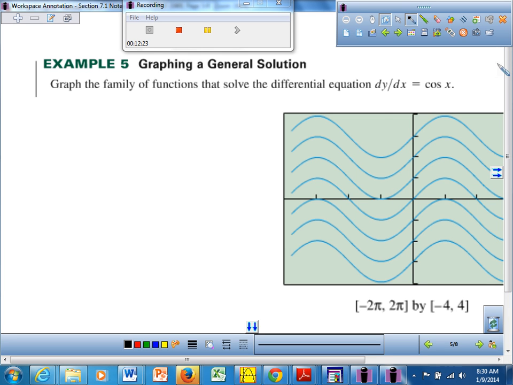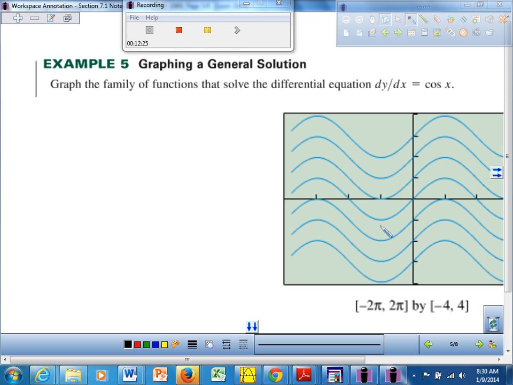All right, so when we solve, here's example 5: graph the family of functions that solve the differential equation dy dx equals cosine x. Well, the solution is graphed right here. It can be any of these, can it? Because if I take the derivative of sine x plus 1, don't I get cosine x? If I take the derivative of sine x plus 2, my answer is cosine x. So this is a representation of the idea of sine x plus c.